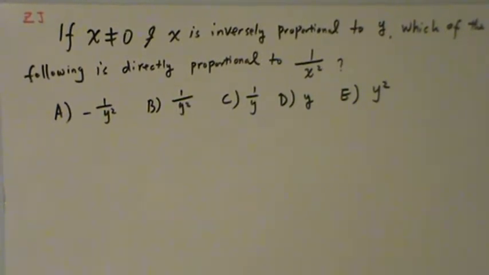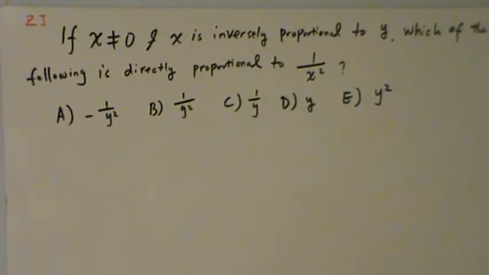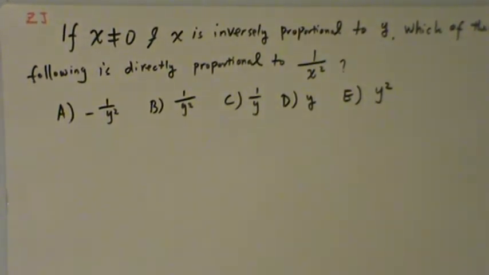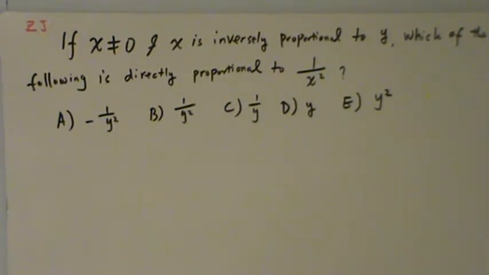Today's question is, if x does not equal 0 and x is inversely proportional to y, which of the following is directly proportional to 1 over x squared? Okay, so before we jump into this question, if you don't know what inversely proportional or directly proportional means, I'm going to explain that really quick.